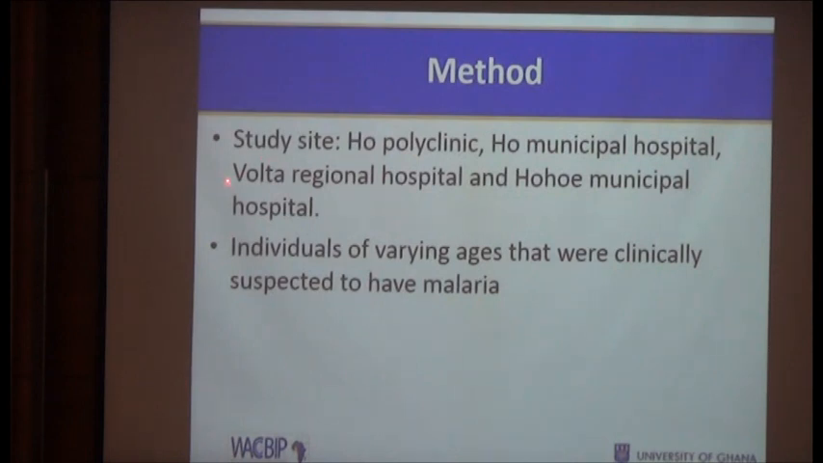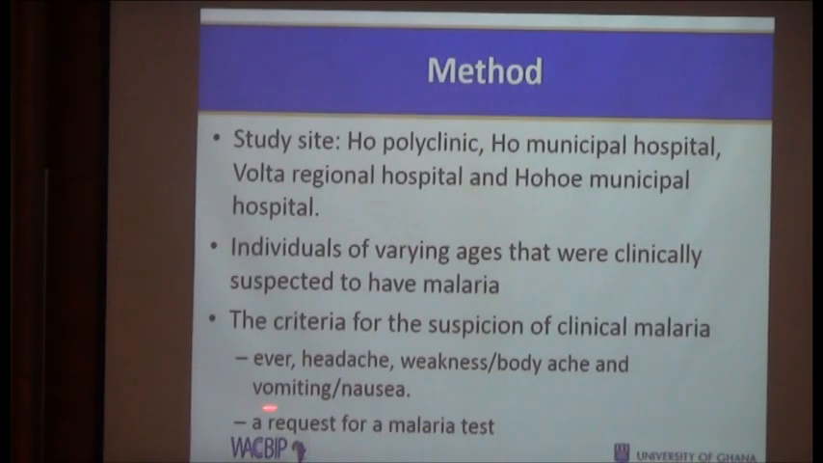So we used the Ho Polyclinic, the Ho Municipal Hospital, the Volta Regional Hospital, which is a referral or tertiary level hospital, and then the Hohoe Municipal Hospital. Individuals of varied ages who came to the hospital and the doctor suspects that they have malaria and has actually written a request for them to come to the lab to do a test for malaria, they are the people we recruited. So if they had these symptoms and they also had a request from the doctor to do the test, we talk to them. If they consent, then we recruit them into the study.